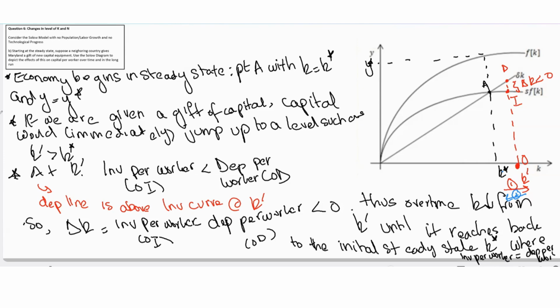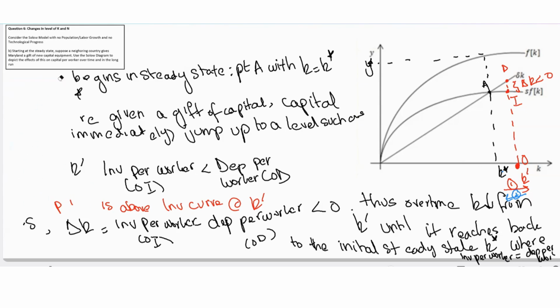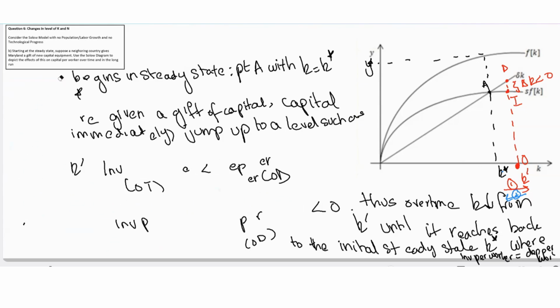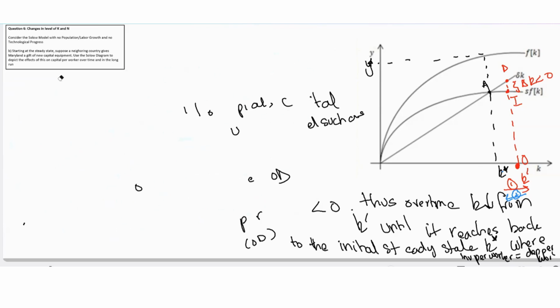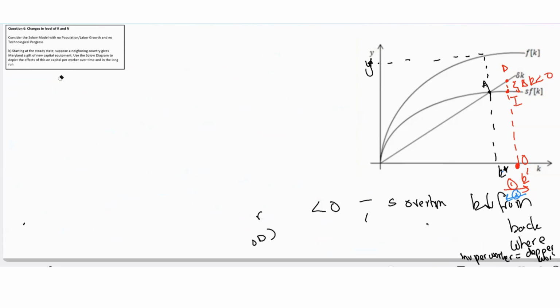So the idea is this. The effect of the gift will only be temporary, as nothing happened to depreciation or investment. The gift of capital equipment immediately causes you to jump to K prime, which is above K star, but eventually you will come back to K star. The effect is only temporary because nothing has happened to investment or depreciation, so you go back to your initial steady state.